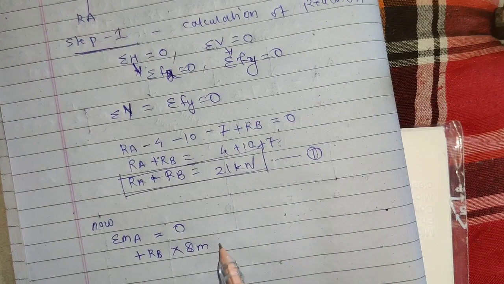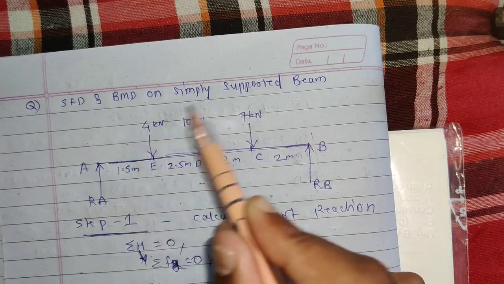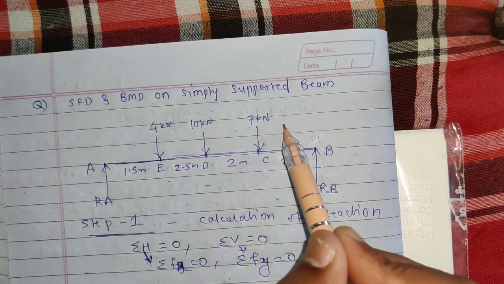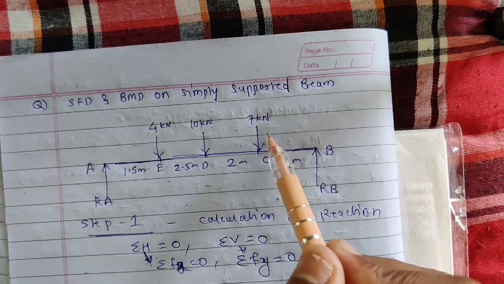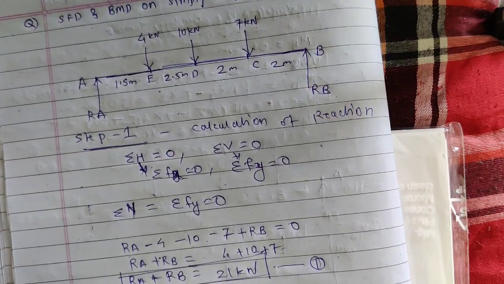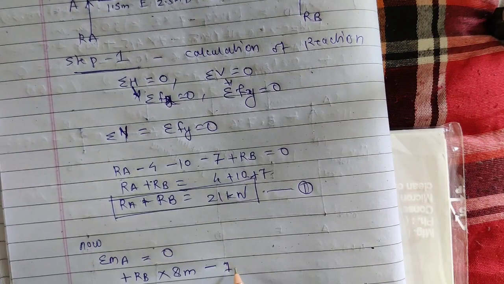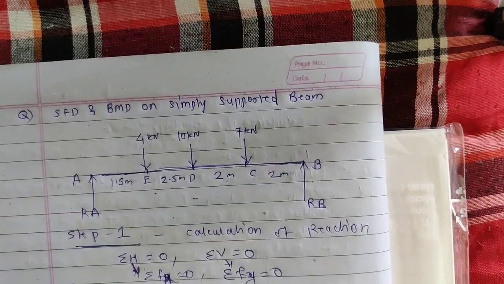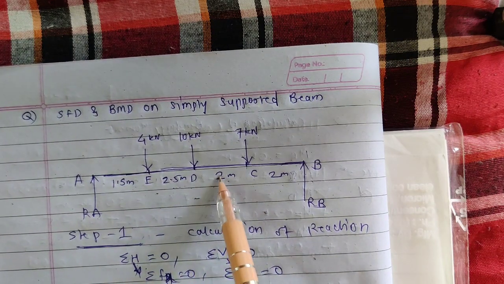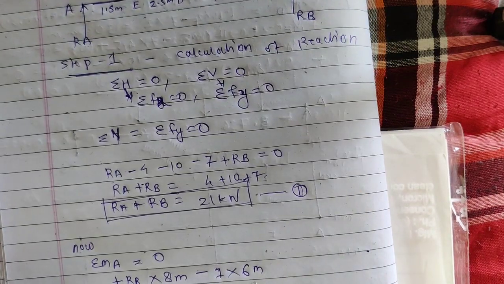Now Rb is done. Now the 7 kilonewton force at C is going clockwise towards A, so this moment is in the negative direction. So we write minus 7 into how much distance: 1.5 plus 2.5 is 4, plus 2 is 6 meter. Okay, this is 6 meter.